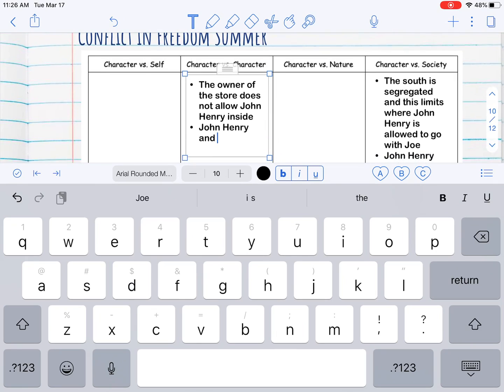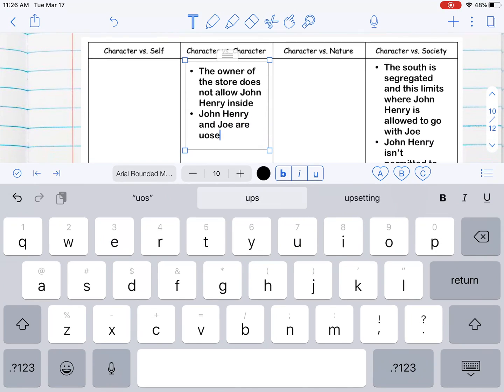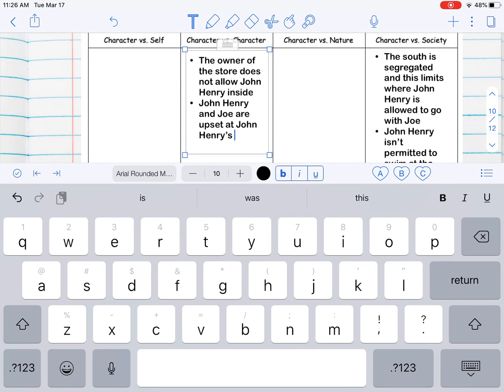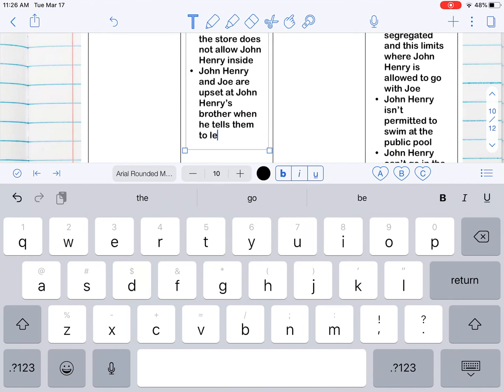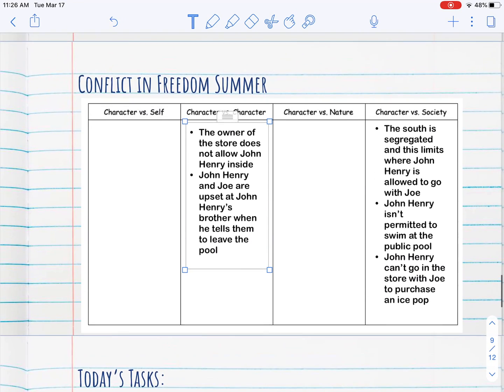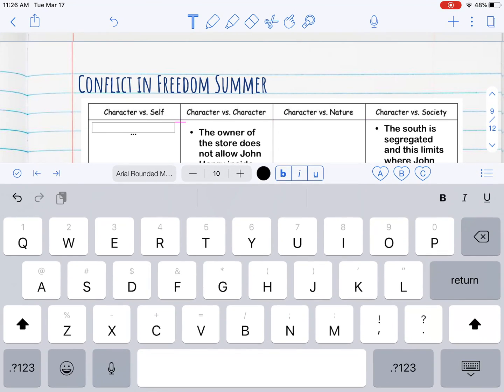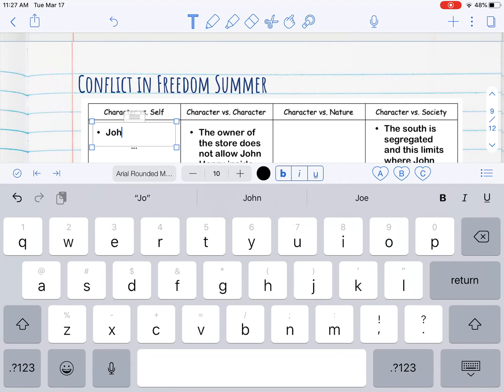John Henry and Joe are upset at John Henry's brother when he tells them to leave the pool. Now, I also want to touch base on this, because John Henry's brother, do you think he truly wants to be filling in that pool that is now supposed to be open to all people, no matter what the color of their skin is? So that's when we're talking about character struggling with self.